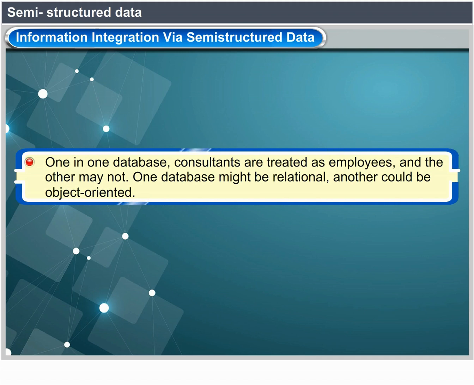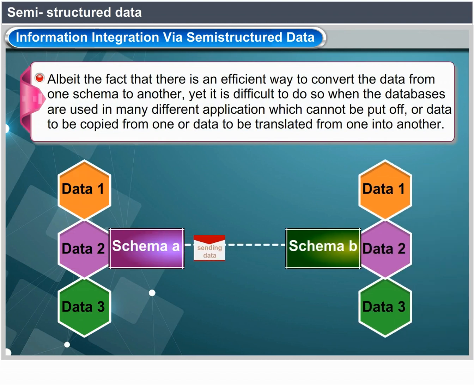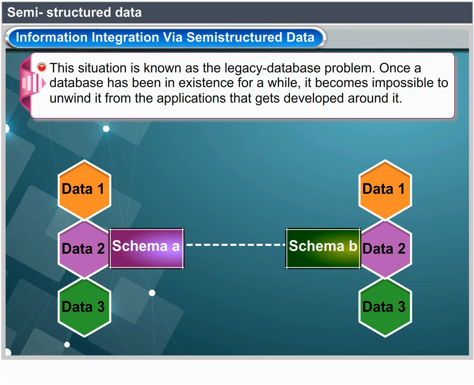To make matters more complex, databases tend over time to be used in so many different applications that it is impossible to turn them off and copy or translate the data into another database, even if we could figure out an efficient way to transform the data from one schema to another. This situation is often referred to as the legacy database problem. Once a database has been in existence for a while, it becomes impossible to disentangle it from the applications that grow up around it. So the database can never be decommissioned.